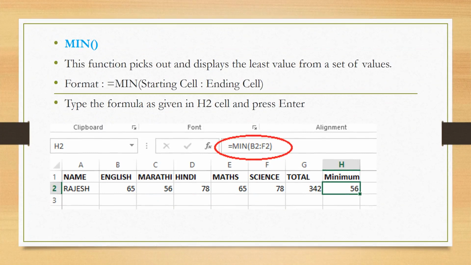Now let's see the minimum function. MIN function is for finding out the minimum value from the given cells. This function picks out and displays the least value, minimum value, from a set of values. See, the format is the same as the other functions: is equal to min, starting cell colon ending cell range. Type the same formula as given in the H2 cell in the below example. We'll execute the same example in demonstration.